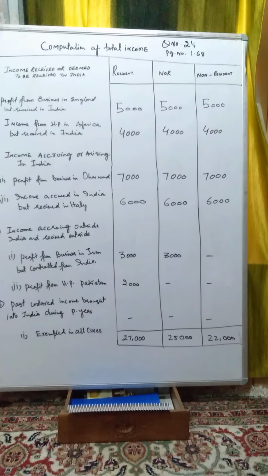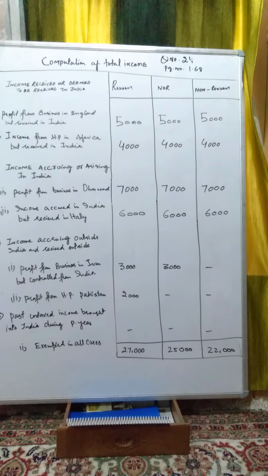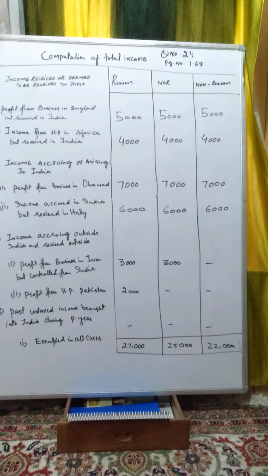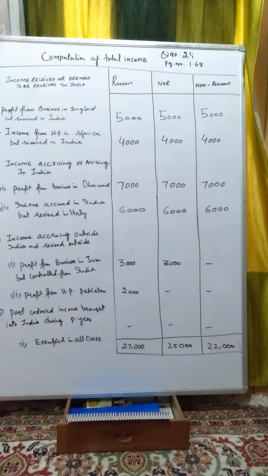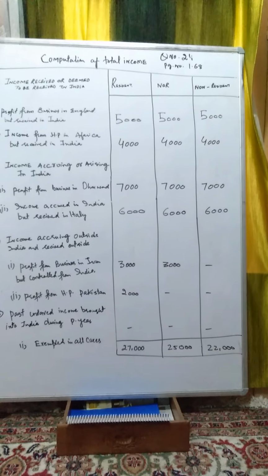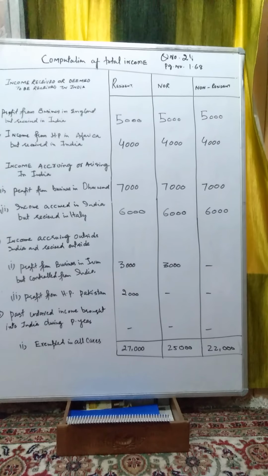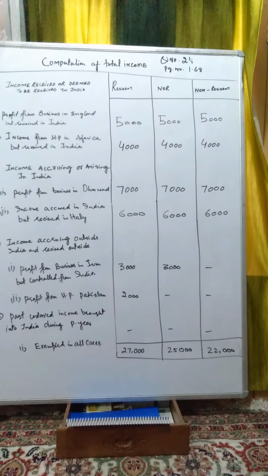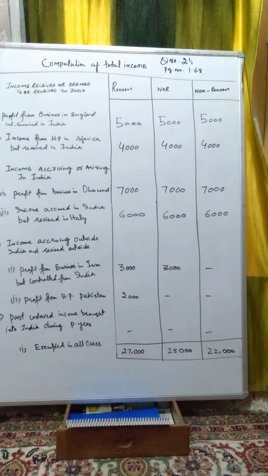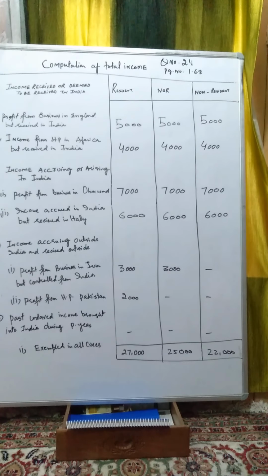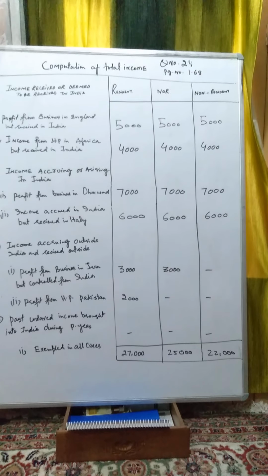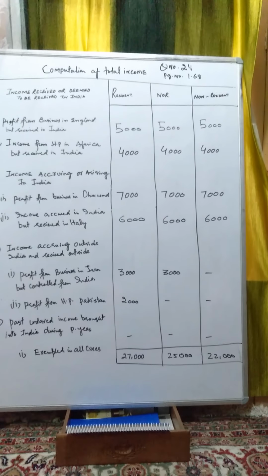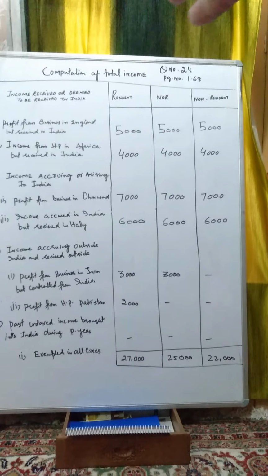In case number C, which is very important, I have written income accruing outside India and received outside India. On the face of it, it's clear that the income must be foreign income. So I have given two cases. One, profit from business in Iran but controlled from India. This is very important: controlled from India. You may be asked in the examination about controlled outside India.